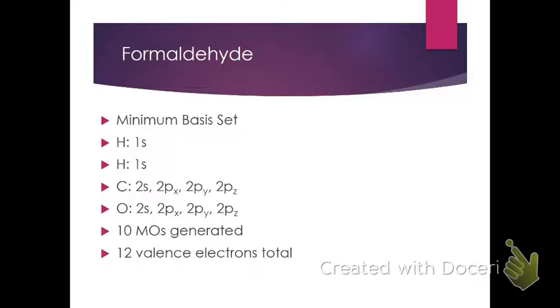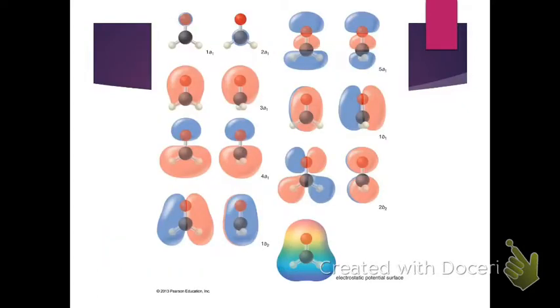We will have, again, if we start counting up valence electrons, 1 electron from each hydrogen. Then we've got 4 electrons from the carbon and 6 electrons from the oxygen, so that we have a total of 12 valence electrons in this molecule. All right, so we go through and we construct our molecular orbitals, and we get something that looks like this.